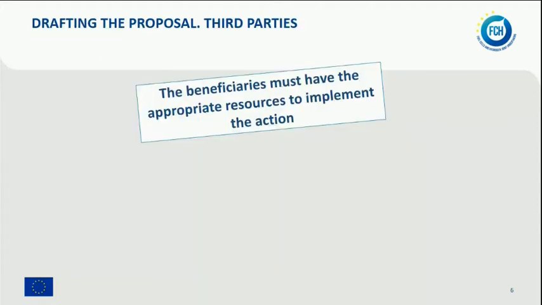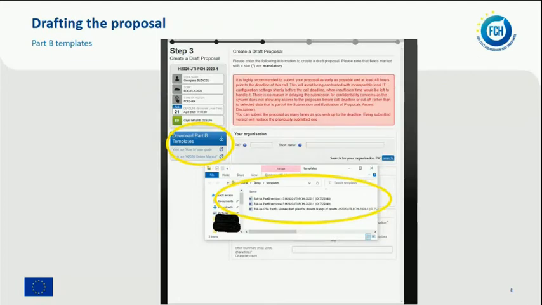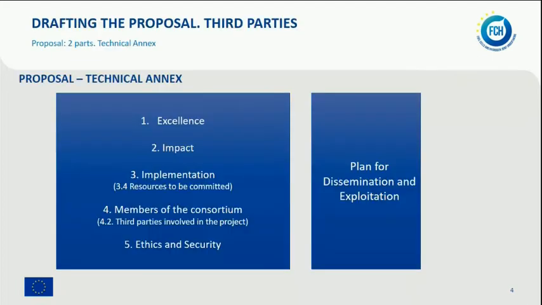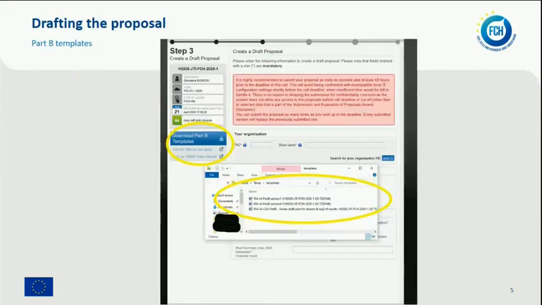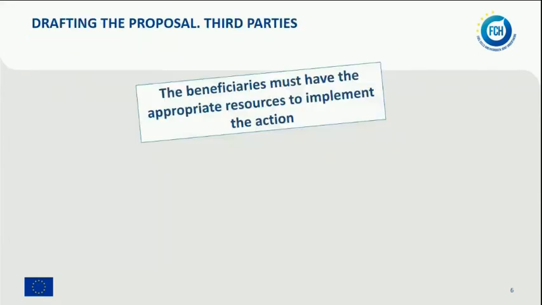Now, moving on to specific issues that you should be looking at, and I will come back for it. I will refer specifically to this section: 3.4 resources to be committed, and 4.2 third parties involved in the project. The rule is that beneficiaries should have the appropriate resources to implement the action.